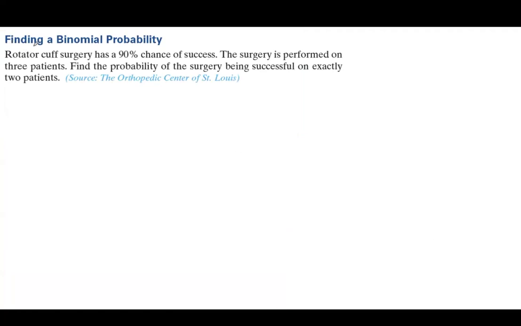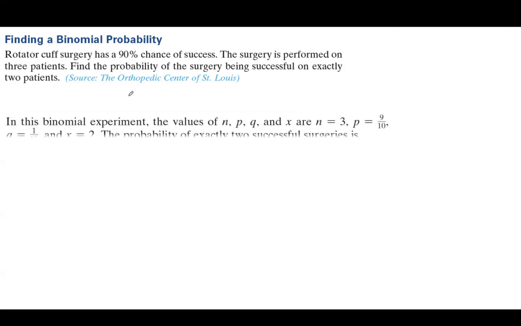The question says, find a binomial probability. Rotator cuff surgery has a 90% chance of success. The surgery is performed on 3 patients. Find the probability of the surgery being successful on exactly 2 patients. Well, this is a binomial experiment, there is no doubt there. The values for N, P, Q, and X can be written this way.